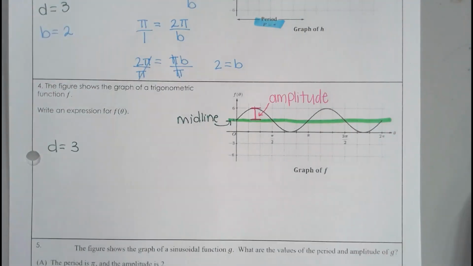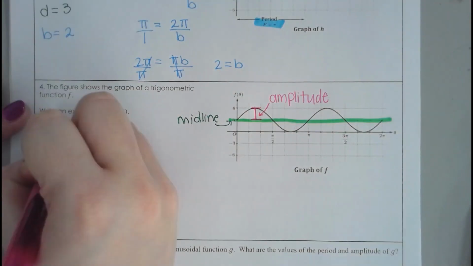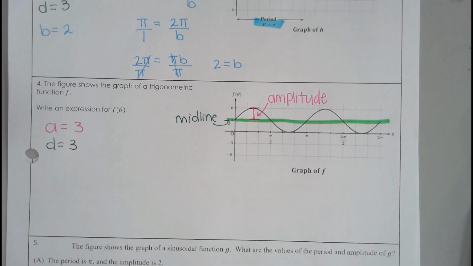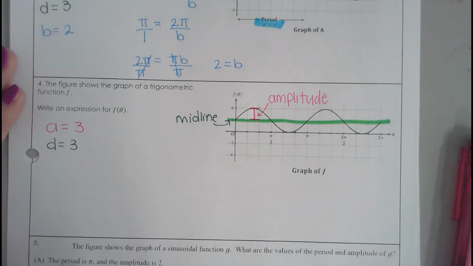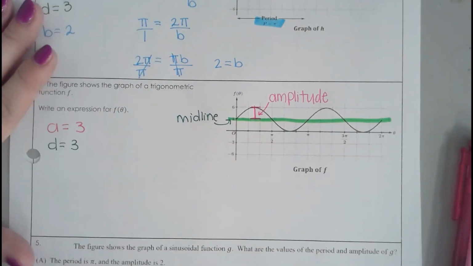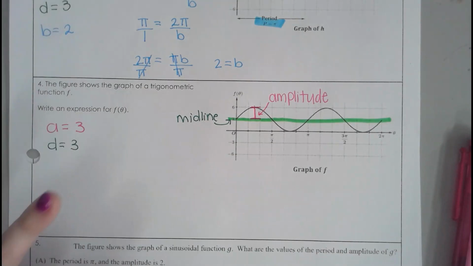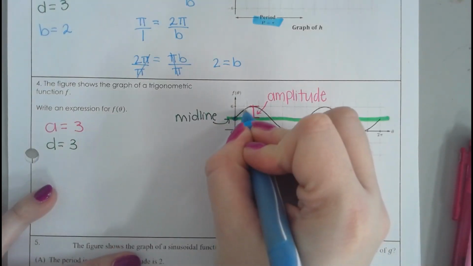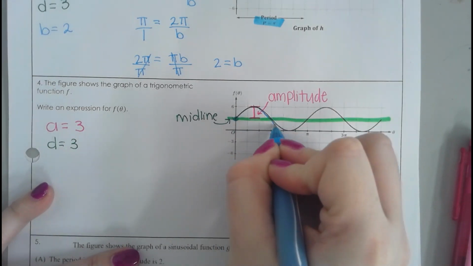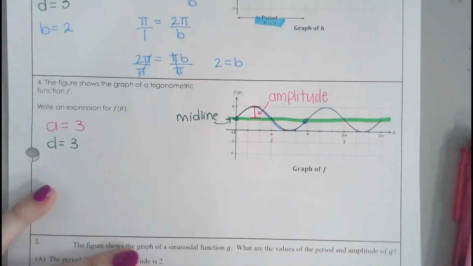And so what is your amplitude? It is also 3. And then for B, we need to figure out what the period is. Now really the period kind of starts, if you start at the midline and you trace up, down, you're going to stop back at that midline.